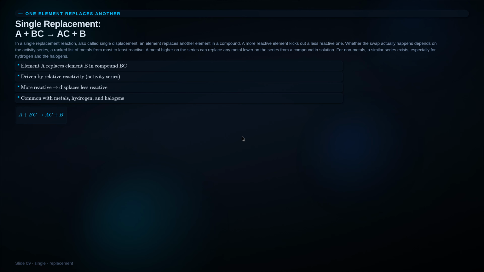The key question is whether the reaction will actually occur, and the answer is given by the activity series. A more reactive element will replace a less reactive one from its compound, but not the other way around. For example, zinc is more active than copper, so zinc metal placed in a copper sulfate solution will replace the copper, producing zinc sulfate and depositing shiny copper metal on the zinc surface.